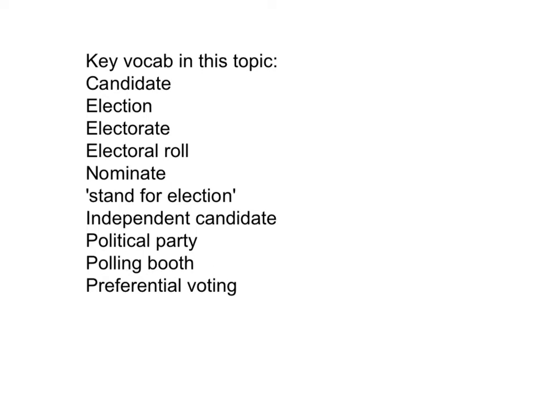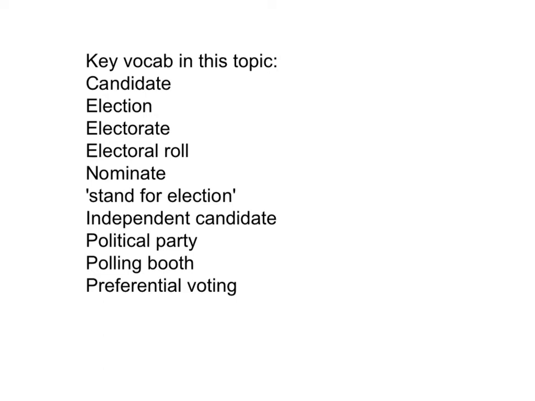Key vocabulary in this topic includes the words candidate, which is a person who is standing to be elected; election, which is the process we're talking about of electing members to either the House of Representatives or the Senate to determine who will govern the country; and the electorate, which is the area in Australia for which each candidate stands and to represent in the House of Representatives or the Senate. Don't forget there are 150 electorates in the House of Representatives. Each electorate contains a large number of people, roughly about 81,000.